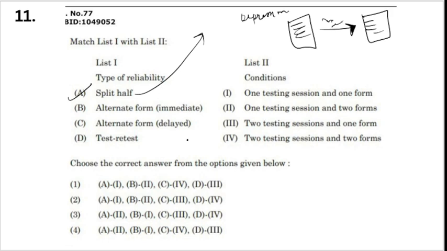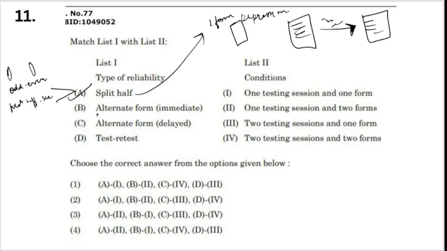What is split half reliability? There would be one form first of all in split half reliability, which we will be splitting in half. Now it can be split in two ways. Either we can make an odd-even distribution, such as all the odd numbers we'll take together and even numbers together, and then we'll see the consistency of scores. Or it can be done in terms of first half and second half.